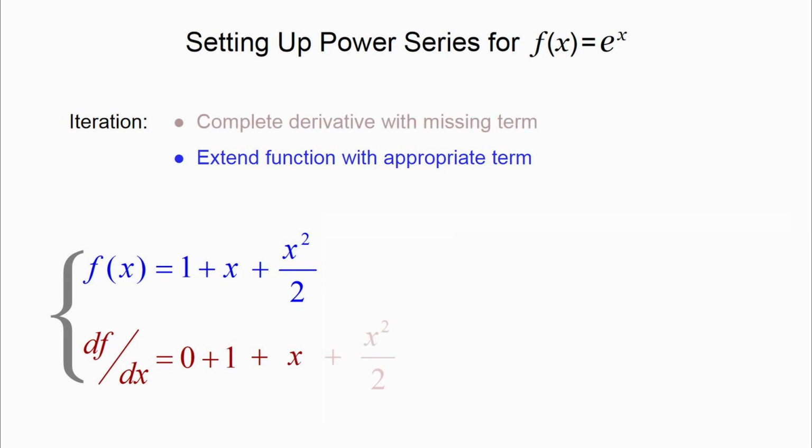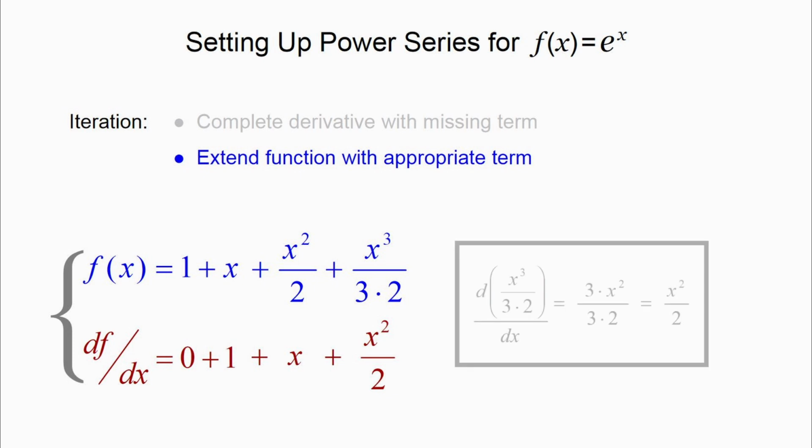In the second loop, the function's derivative is completed again with that term x squared over 2, for which reason the function must be extended with x cubed over 3 times 2. Once more is shown that the derivative of x cubed over 3 times 2 is indeed x squared over 2.